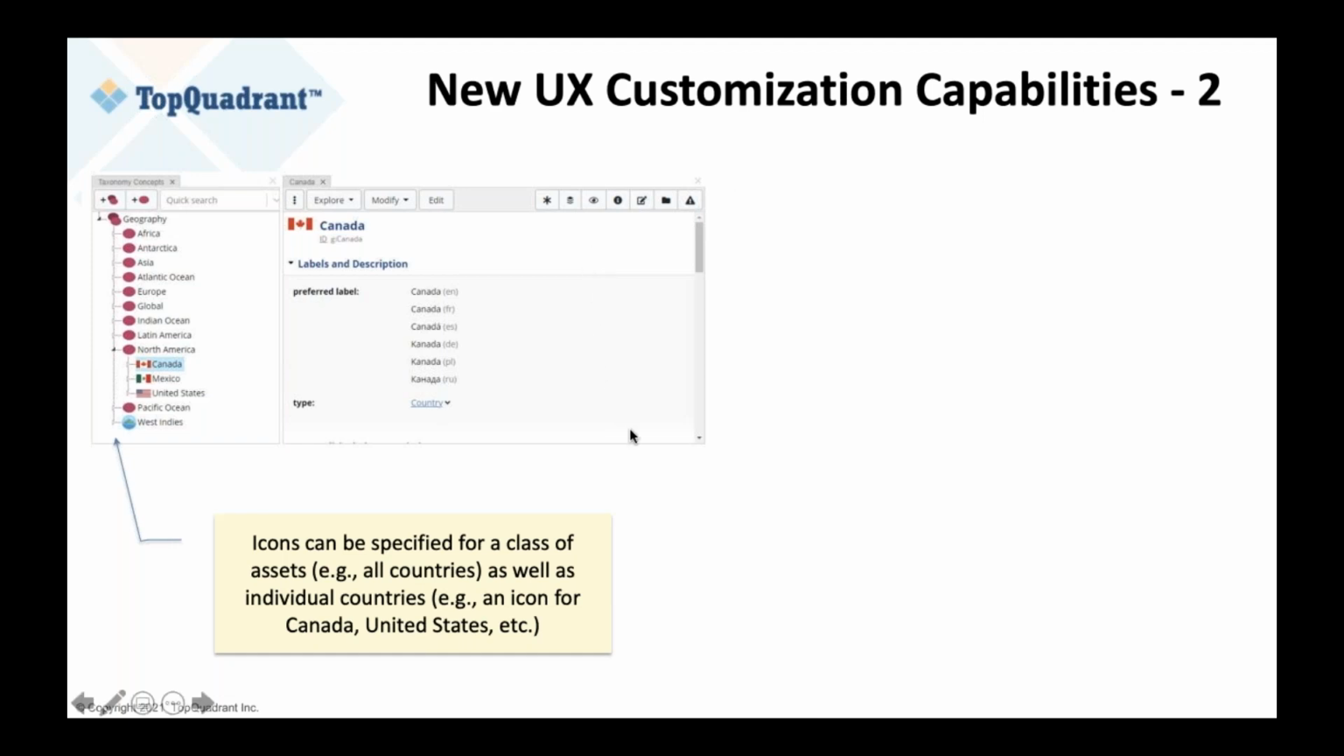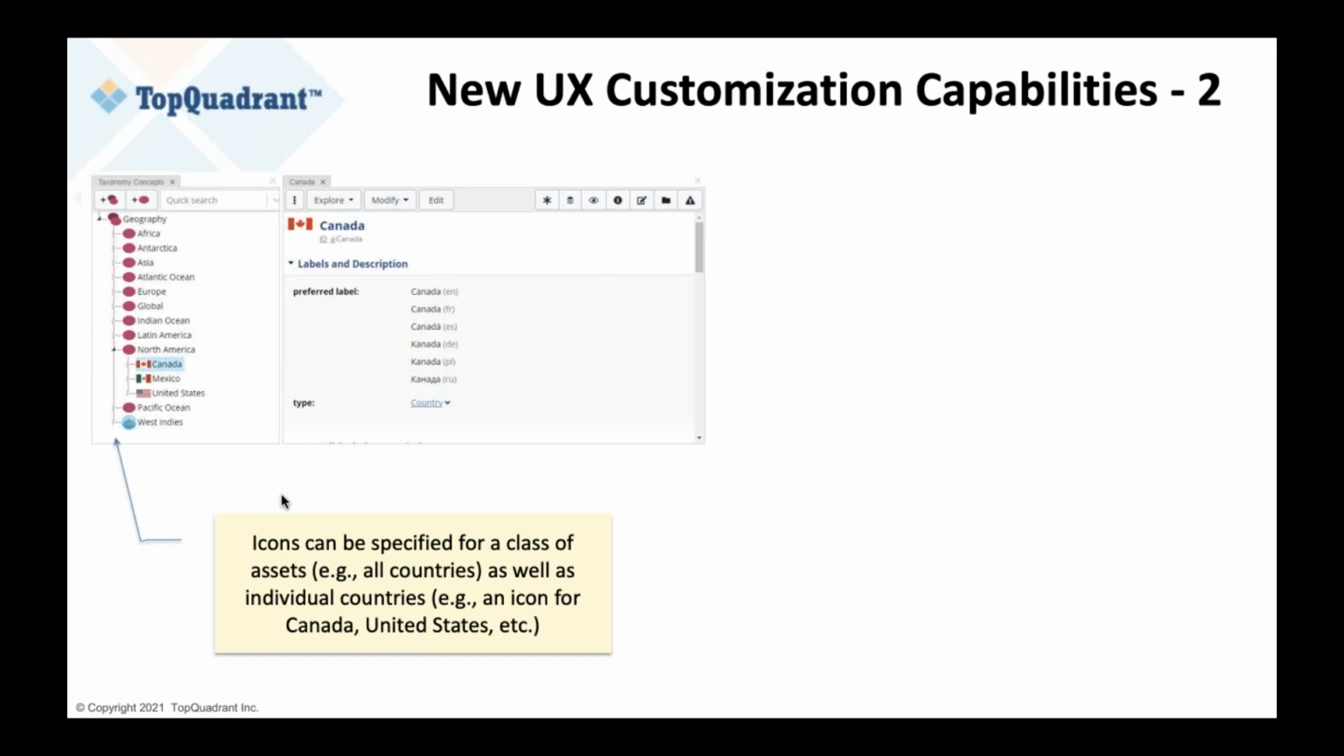So here's an example of how custom icons work. As you see, they will show in hierarchical tree displays. They will also show on a form where in the upper left corner an icon for an asset is shown. And the icons can be specified individually for different assets. So here you see Canada, Mexico, and United States have different icons.